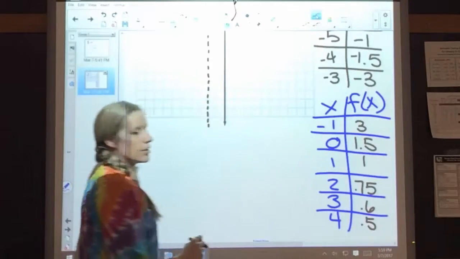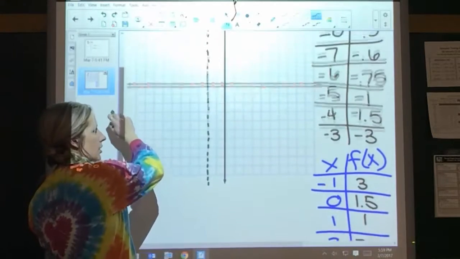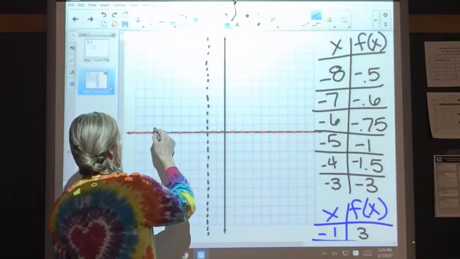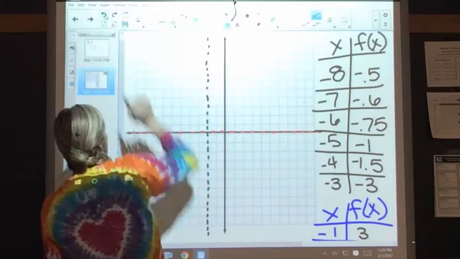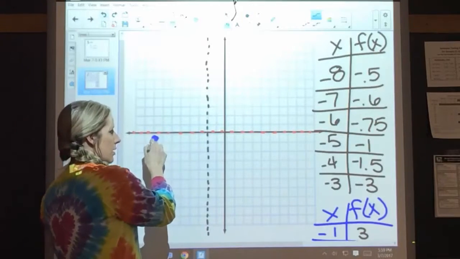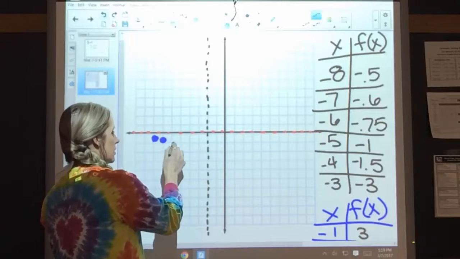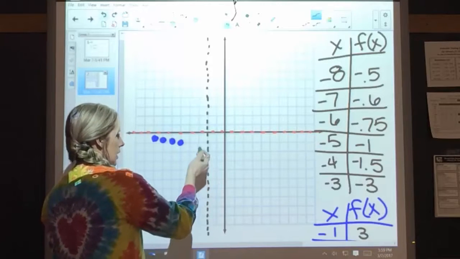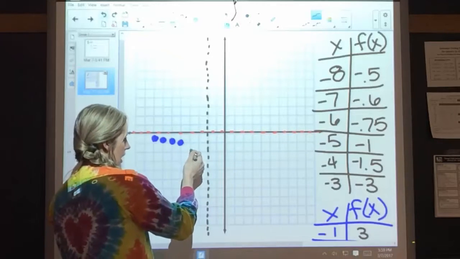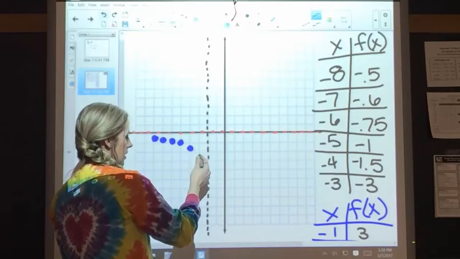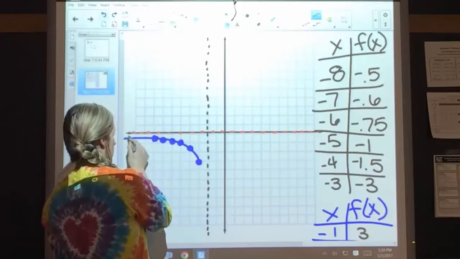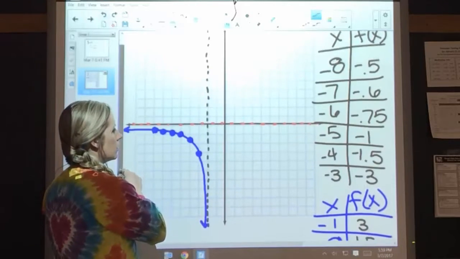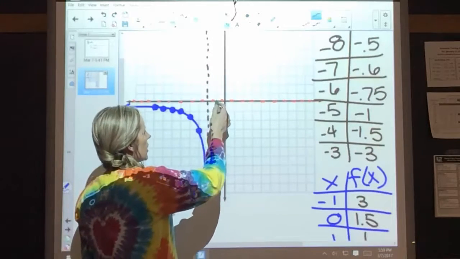Okay, let's go ahead and plot those points and draw your curve. Okay. Oh, -8 and -0.5. I'm sorry. So it'd be here. -7, -0.6, -6, -0.75, -5, -1, -4, -1.5, -3, -3. Then we have the point -1, 3.